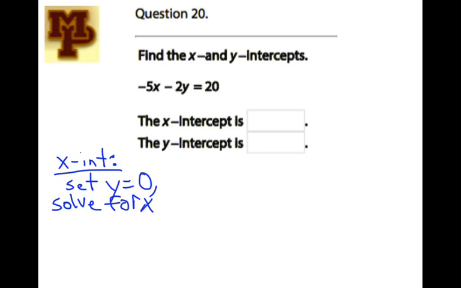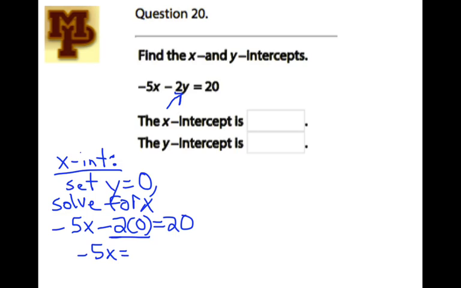So when I say set y equal to 0, I mean actually put a 0 in for the y. So this would be negative 5x minus 2 times 0 equals 20. What that does is it gets rid of all this here, it makes all this 0. So it's negative 5x equals 20, so x equals negative 4. So the x-intercept is negative 4, and they might have you do an ordered pair, so negative 4 comma 0, that's what it should be.